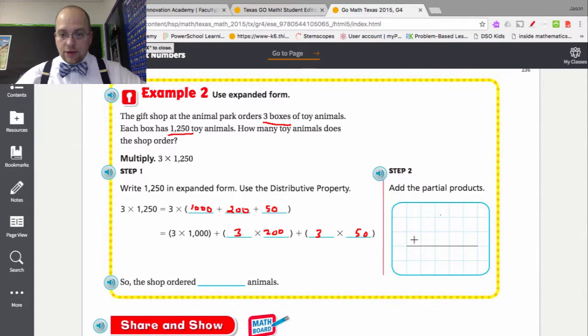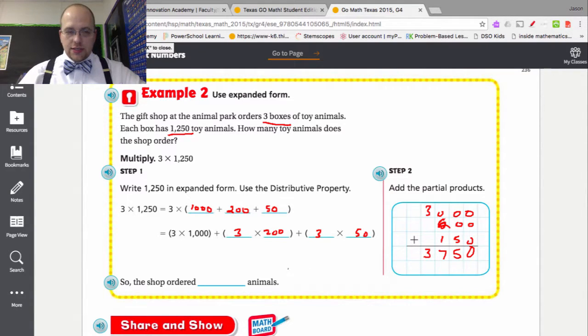Multiply all those together, I get partial products of 3,000, that's going to be 600, and that's a 150. Adding them up, that's a 0, that's a 5, that's a 7, and that's a 3. 3,750. And that's our answer.